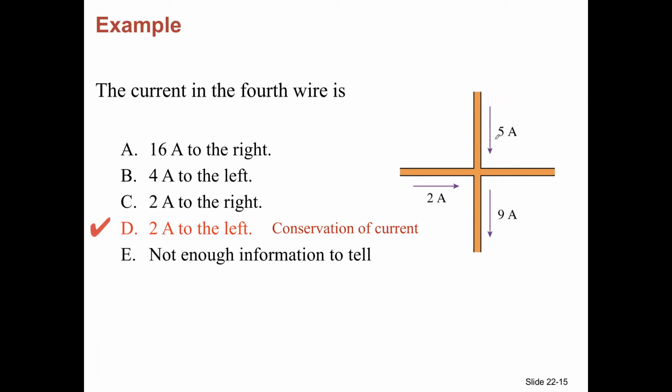again, not that bad. So we have 5 plus 2, 7 going in. And right now here, 9 going out. That means we need more current coming in here. And the difference is 2. So we have 2 amps of current going in on the unknown line.